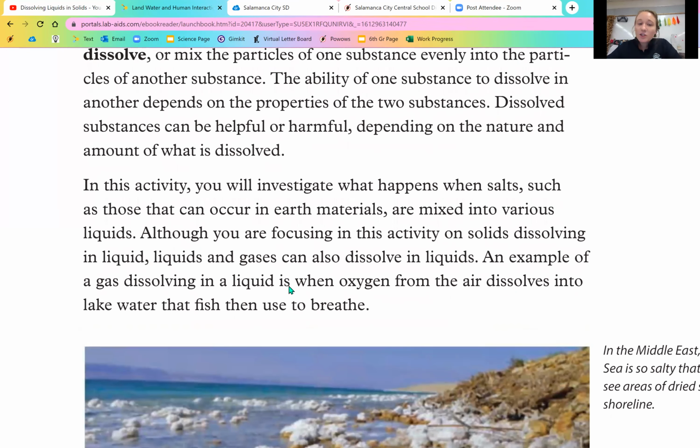In this activity, you will investigate what happens when salts, such as those that can occur in earth materials, are mixed into various liquids. Although you are focusing in this activity on solids dissolving in liquids, gases can also be dissolved in liquids. An example of a gas dissolving into a liquid is when oxygen from the air dissolves into lake water that fish then use to breathe.